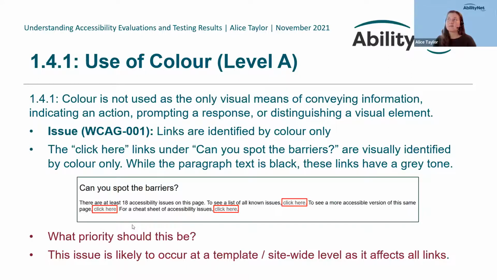And again, we talked earlier about thinking about your website and your audience. So for example, if you knew that you had a lot of older users that visited your website, then making sure that this could be considered a higher priority, as it would affect low vision users.